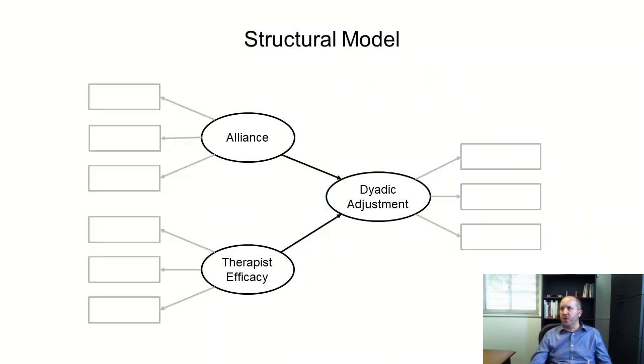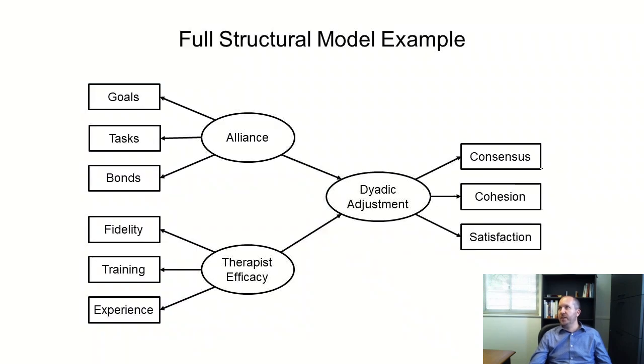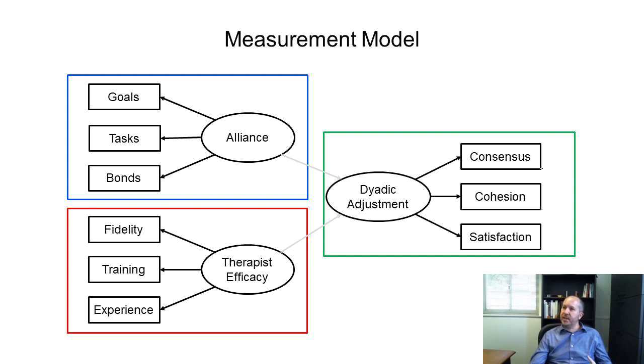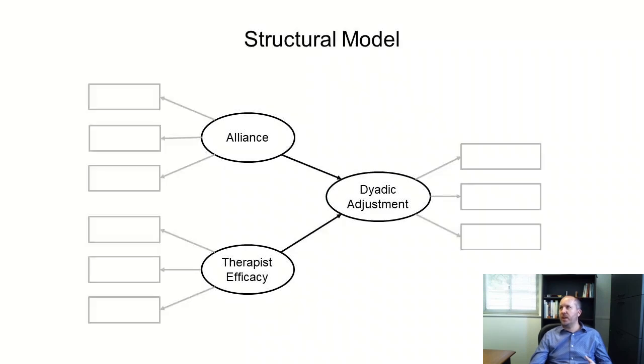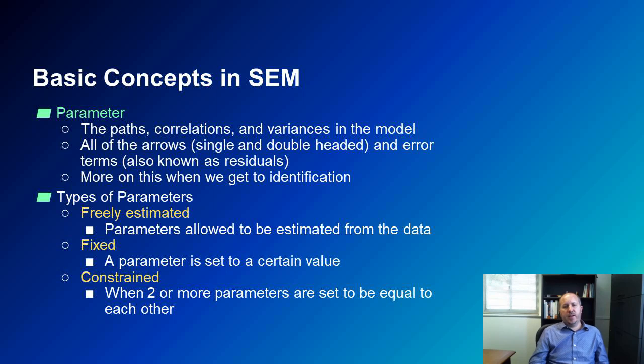The structural part is the actual relationships between these 3 latent variables. So again, full structural model, all of them together. The measurement model is just the CFA part of that, just the latent construct with the items that it's loading onto. And then the structural part is just that piece of the latent constructs and their relationships to each other. So a few other basic concepts and definitions we're using in structural equation modeling.